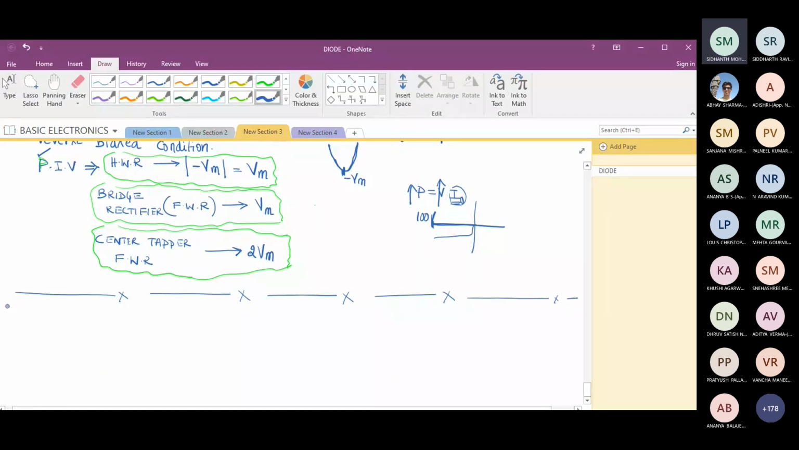I'll just list it here: DC, RMS, percentage efficiency, ripple factor, and PIV. So given a circuit, you must be in a position to find all these 5 parameters, right?